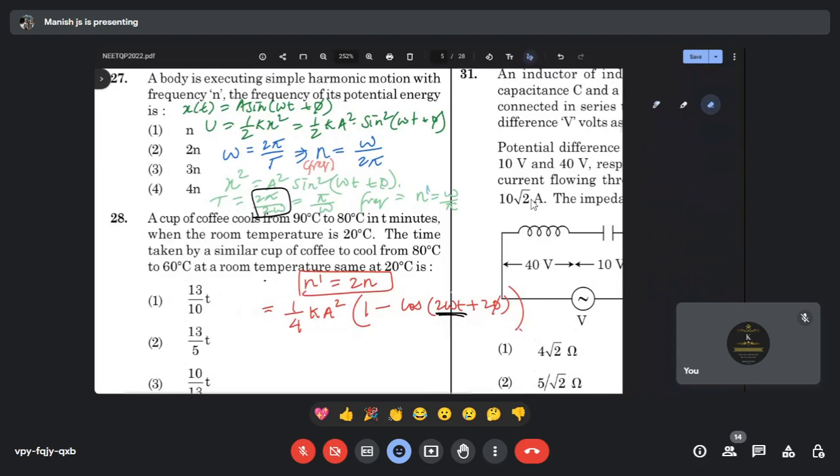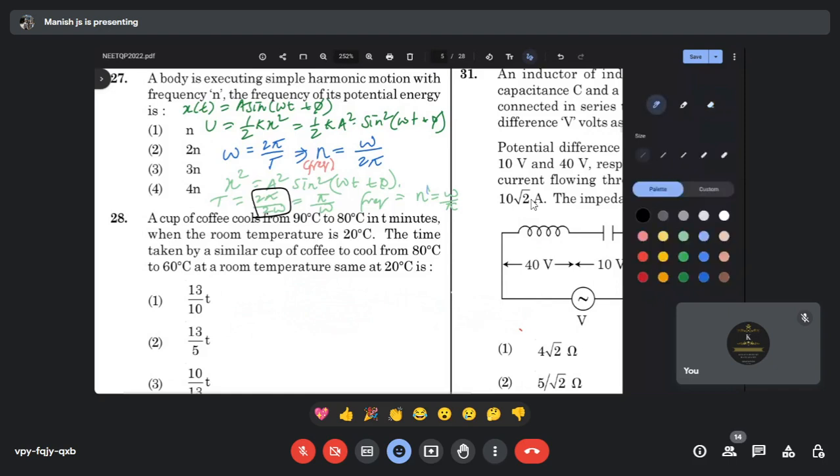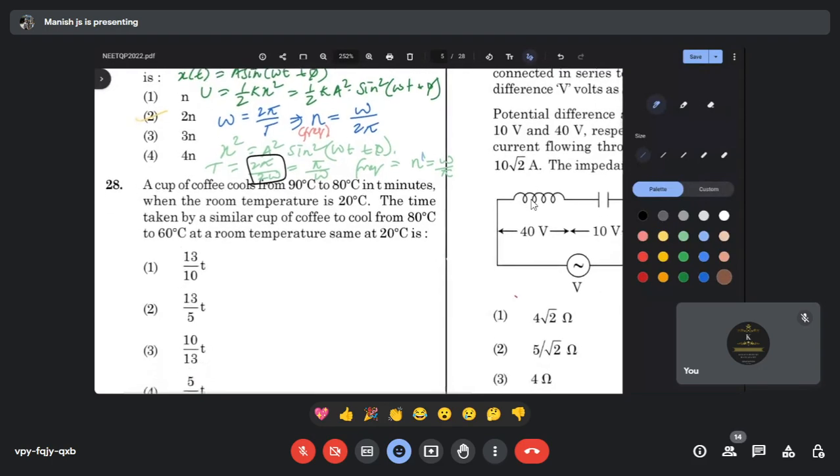Understood, sir. Okay. So we are using that and then we are writing. Because we don't have space here, I'm not able to show all the steps. So we are using both the functions and then correlating. So you would get it as 2n. So n dash is 2n. So option 2 is the correct option. Okay, let's move on to the next one.